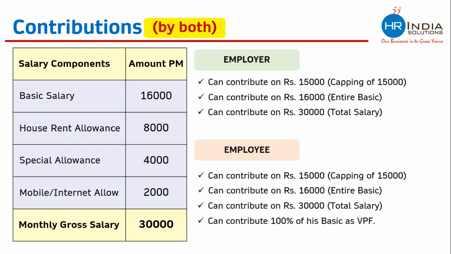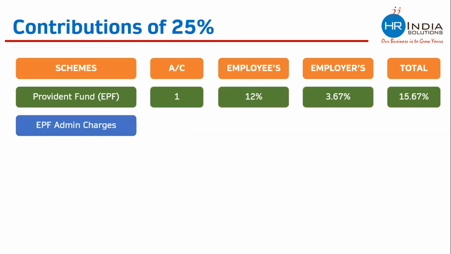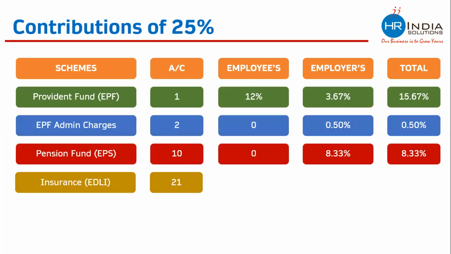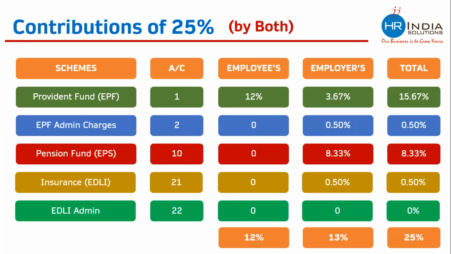This colorful sheet, Dheeraj sir will be covering in detail. What exactly all this contribution means is, see the third column: the employee contributes the entire contribution in the provident fund only, and the employee is not paying anything as admin charges, or to the pension fund, or in the insurance also. It is the employer who is making payment on all the schemes and all the accounts.